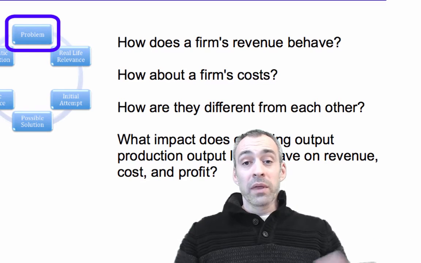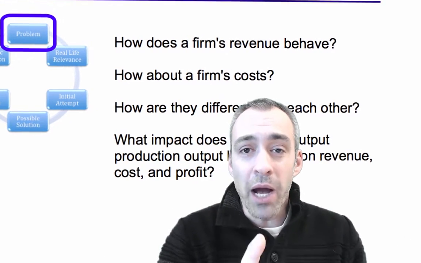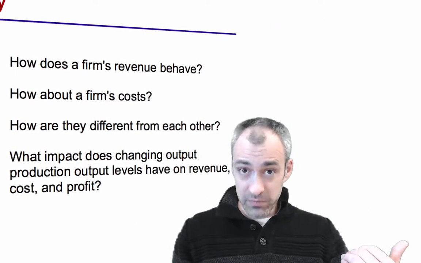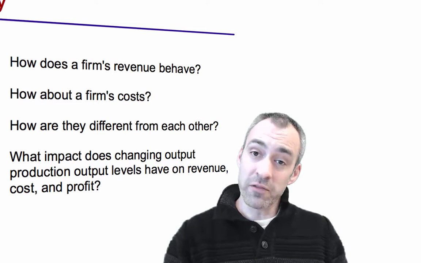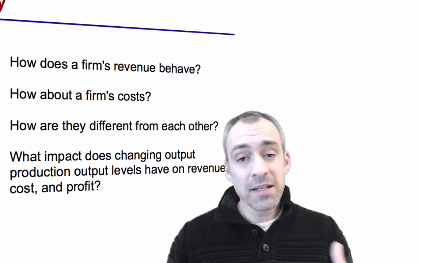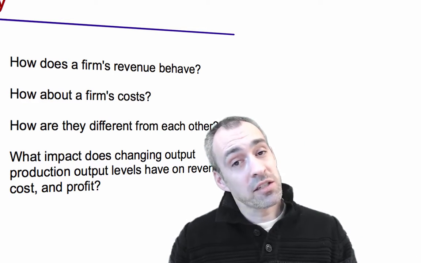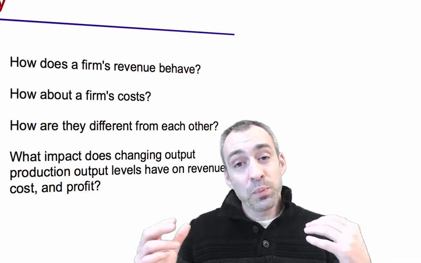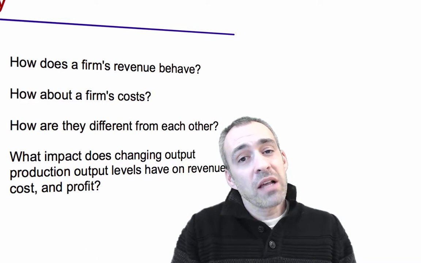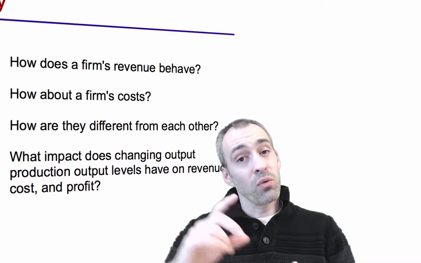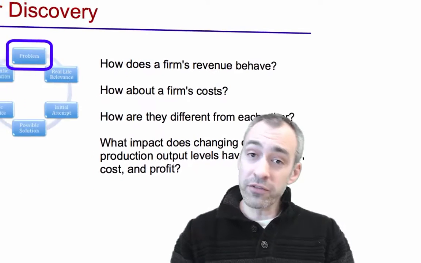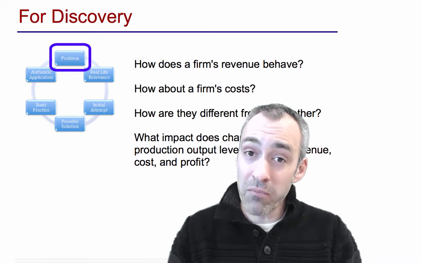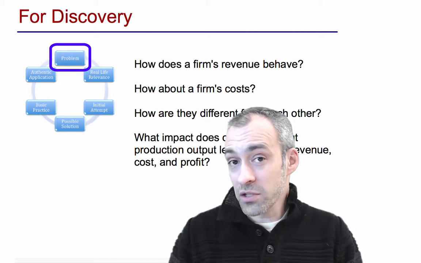So without any further ado, here's what you need to keep in mind. You're trying to answer these questions. In other words, how does a firm's revenue behave given the size of the firm and the degree of competitiveness in that firm's market structure? Second, how do the firm's costs behave, and are they different from one another? And lastly, when you put it all together, when you change a firm's level of output, how does that change revenue, cost, and therefore profit for that firm? Because you'll find that depending on the degree of competitiveness of a market, the answers to those questions are going to be different.